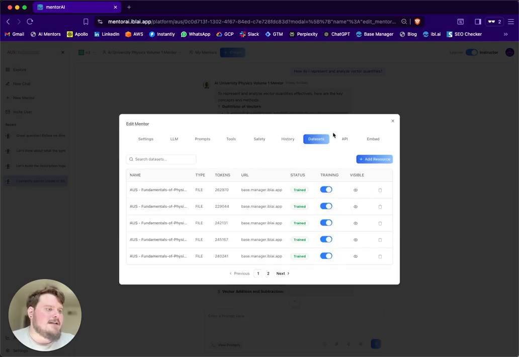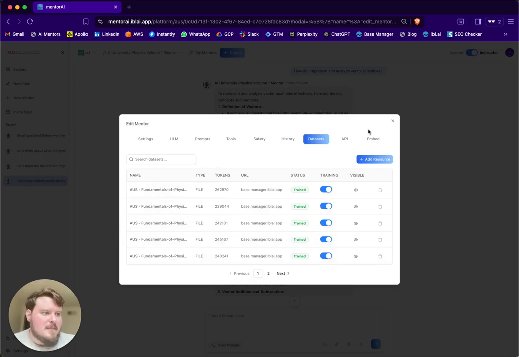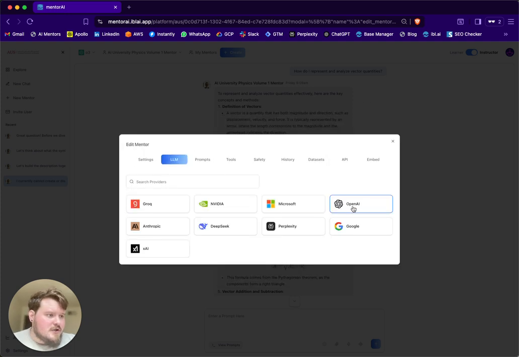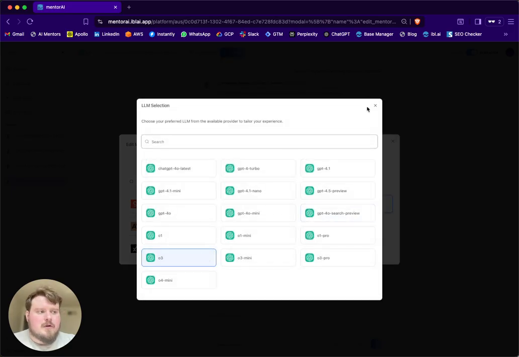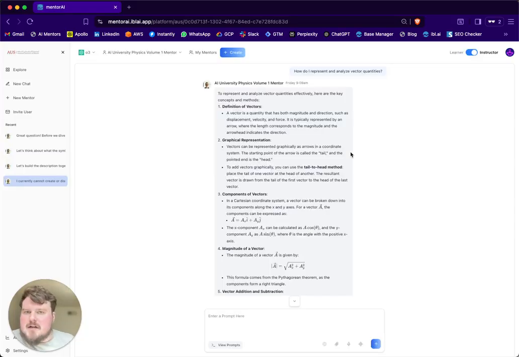And the data sets that I trained it on are the textbook Fundamentals of Physics. Because it's such a large textbook, something like 1,500 pages, I broke it down into a couple of chunks and trained the entire thing on the mentor. And lastly, I attached it to OpenAI's O3 model because it's a bit higher reasoning and typically gives us a much broader overview response.